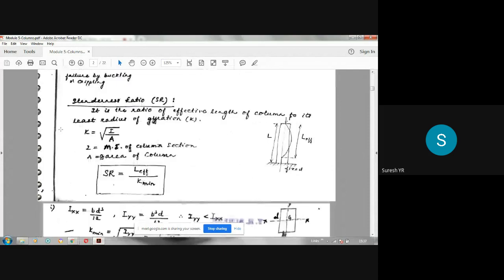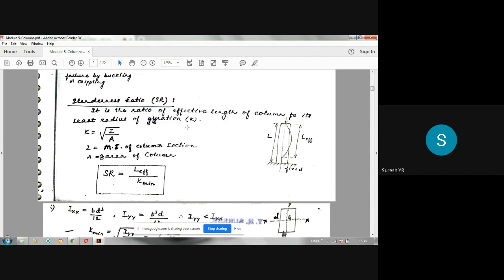Now there is a very, very important definition called slenderness ratio. Please note this down. Slenderness ratio, I call it SR. Different books use different notation. Some books use lambda, some use other notation like that. Anyway, I will call it SR. SR means slenderness ratio. How do you define slenderness ratio in the case of a column? It is defined as the ratio of the effective length of the column to its least radius of gyration.